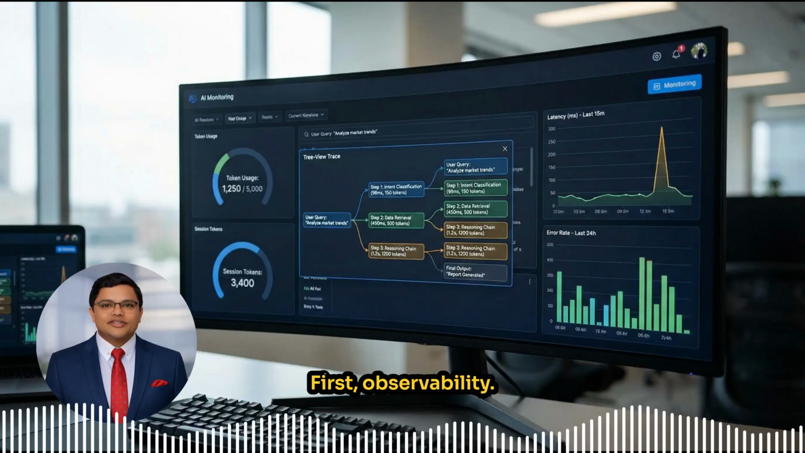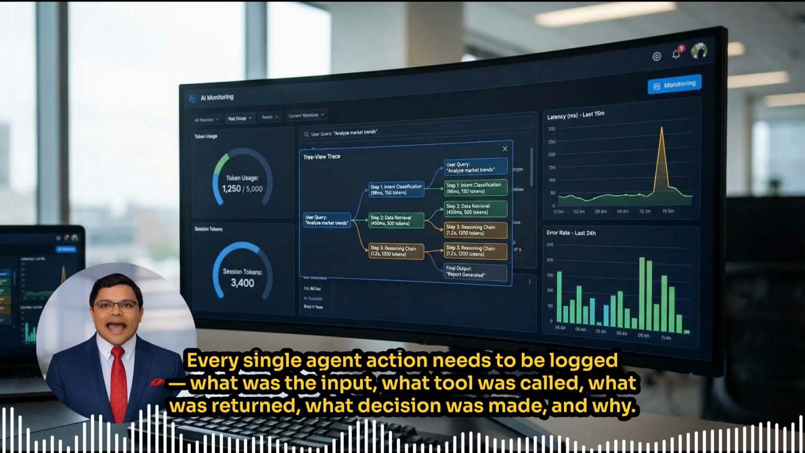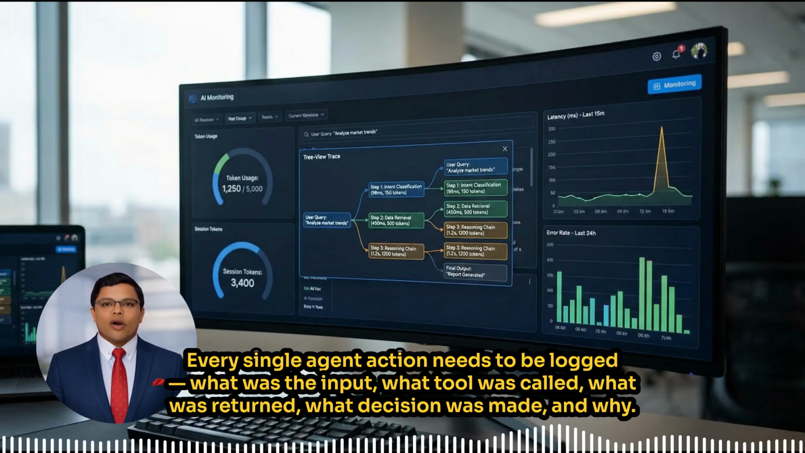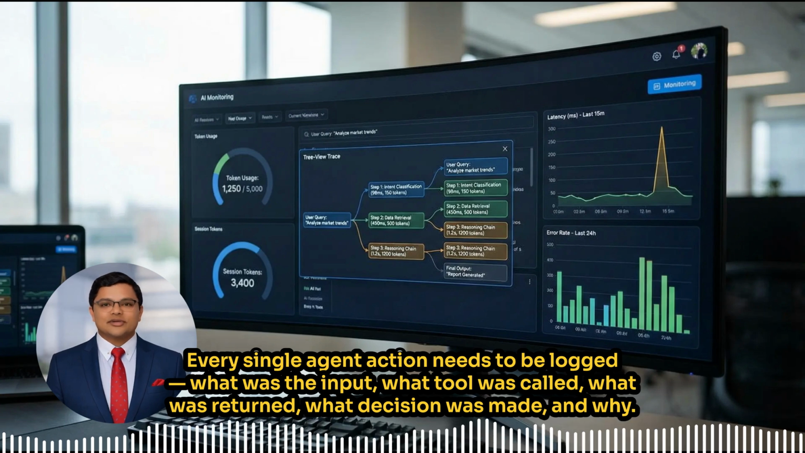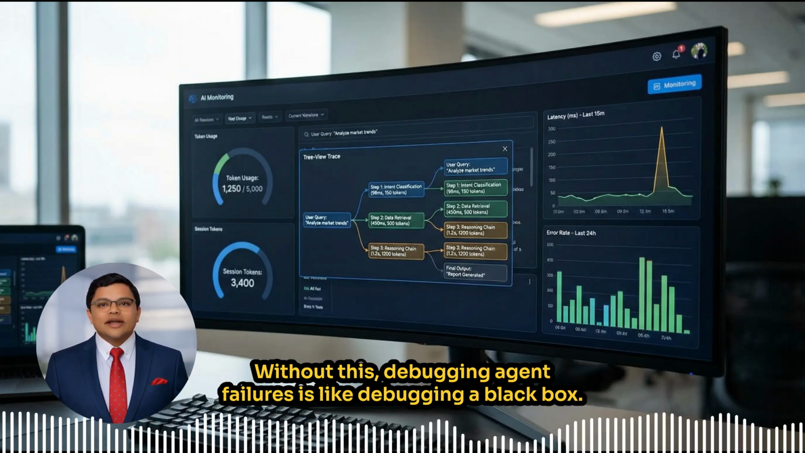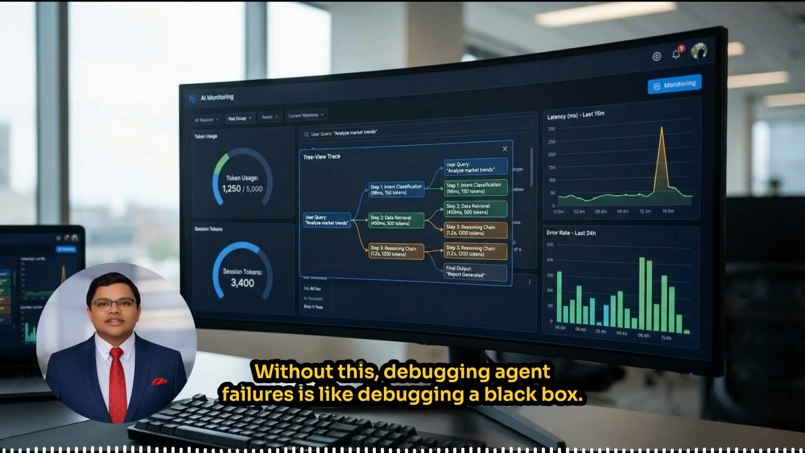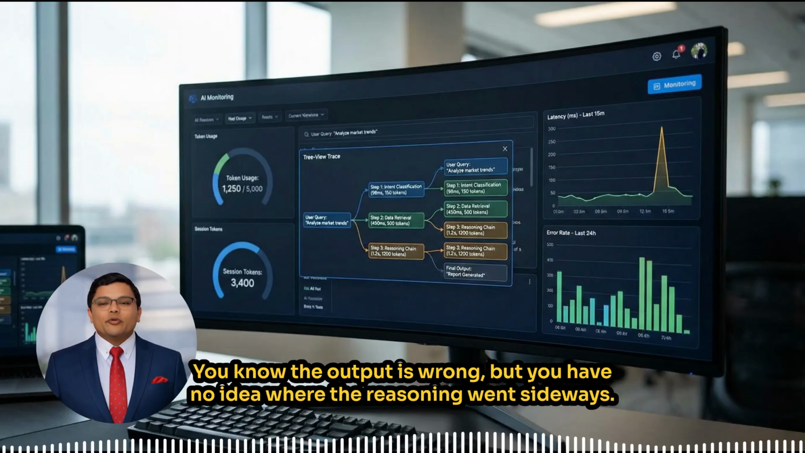First, observability. Every single agent action needs to be logged. What was the input, what tool was called, what was returned, what decision was made, and why. Without this, debugging agent failures is like debugging a black box. You know the output is wrong, but you have no idea where the reasoning went sideways.